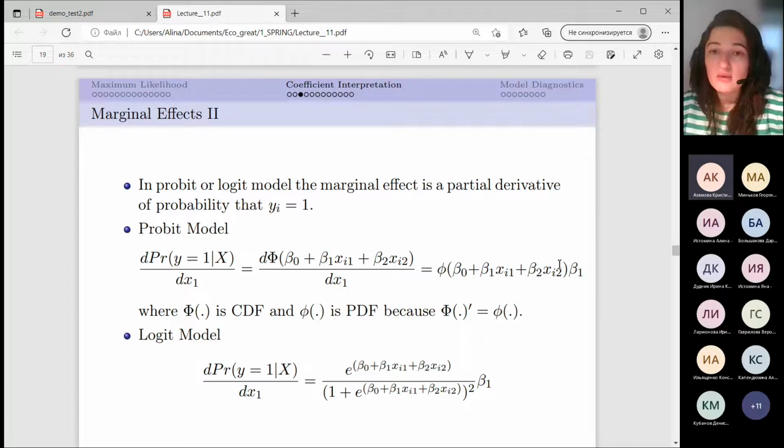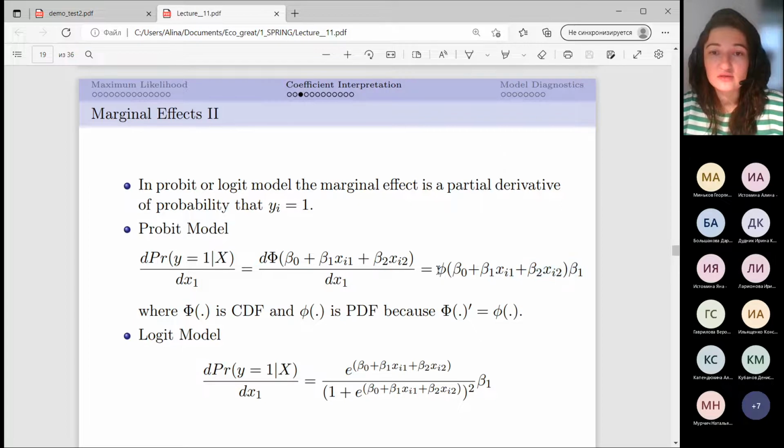Because of this, after you run the logit or probit models, from the output you can obtain information only about the significance and only about the direction, the sign, of the relationship, and that's all.